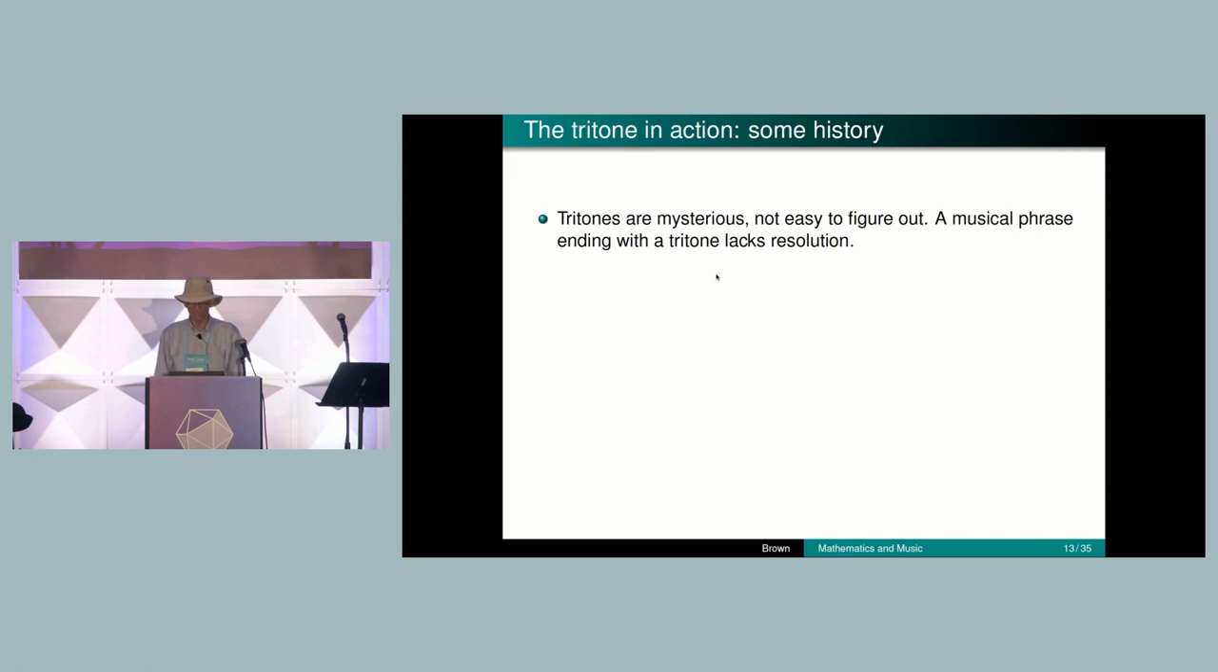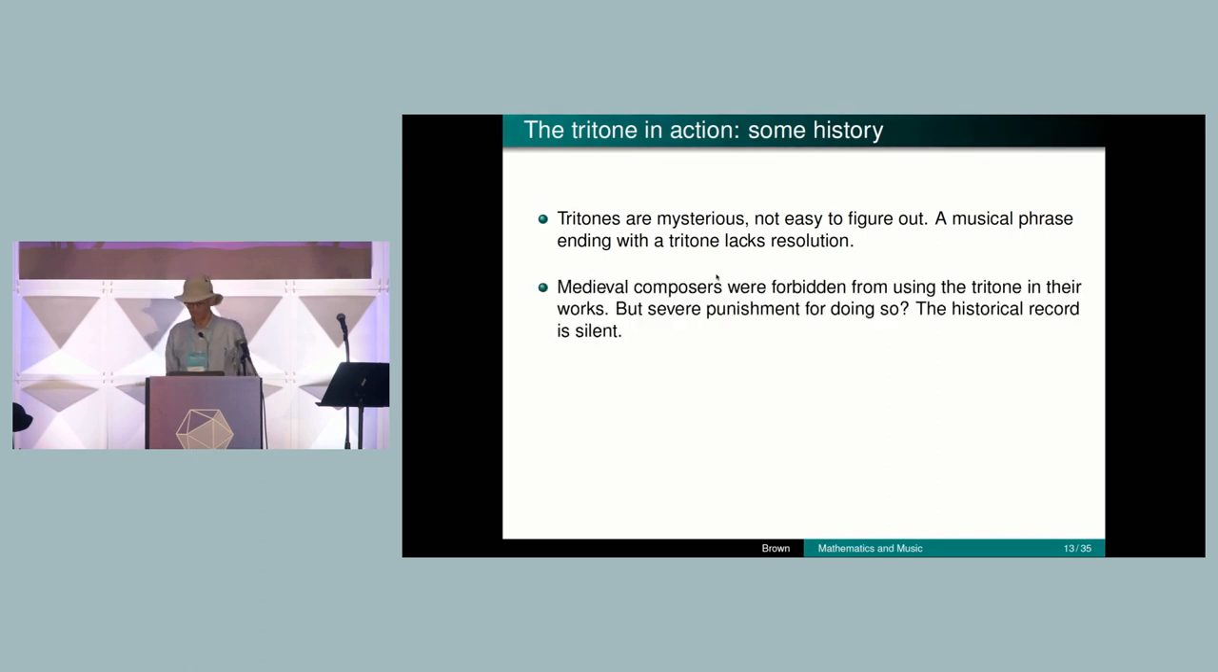And now from the math of the tritone to the music of the tritone. Tritones are mysterious. They're not easy to find. They're kind of dark. A musical phrase that ends with a tritone is unresolved. It's a note followed by the note 6 steps above, and people didn't know what to do with it. Medieval composers were forbidden from using the tritone. Can you blame them? There's no real record of severe punishment. People say they were burned at the stake. Nah, they weren't burned at the stake. The historical record is silent.